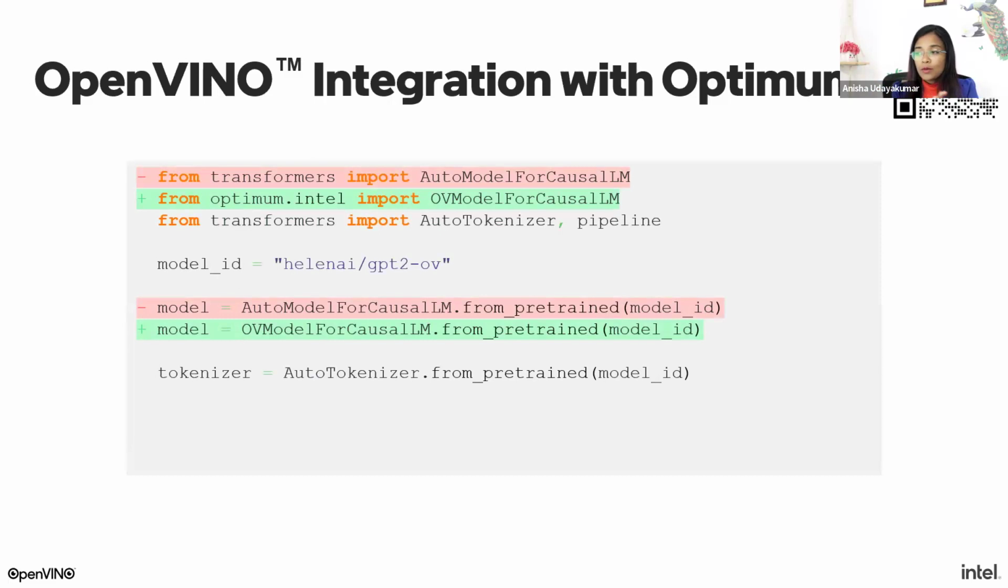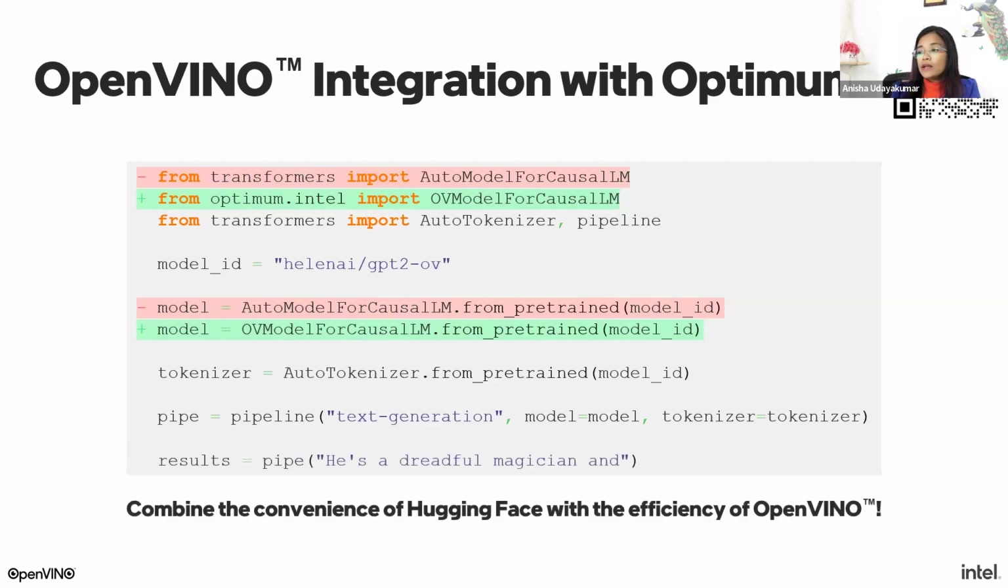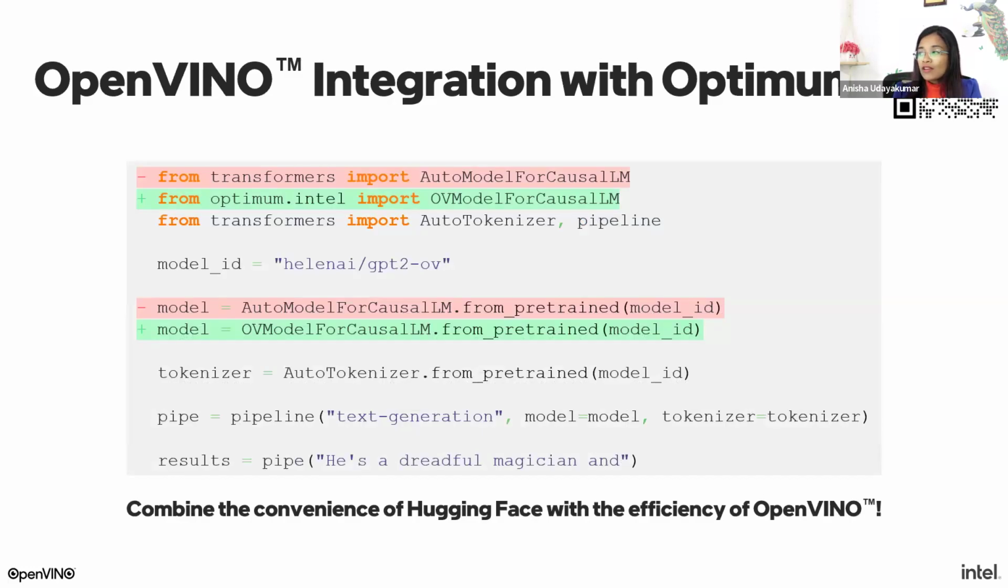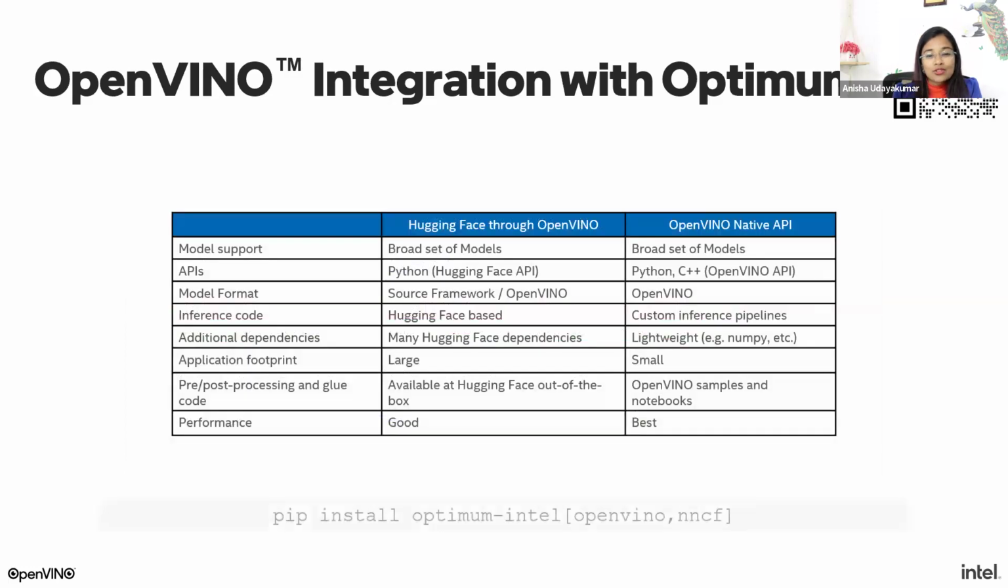And this is applicable only for the Hugging Face ecosystem. The red lines are the actual transformer code lines, and the green ones are Optimum Intel. So it's just a few lines of code change, and you will have the transformer model optimized using OpenVINO, and enjoy the benefits of boosting the performance of your AI model. So as I mentioned, it's the convenience of combining Hugging Face with the efficiency of OpenVINO. So you get the best of both worlds.